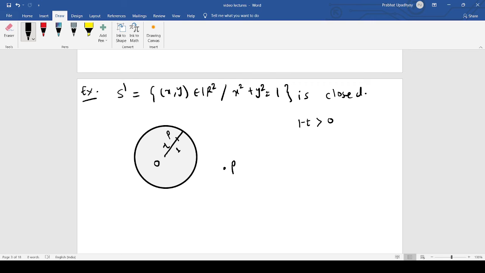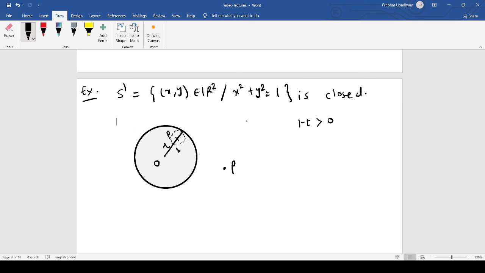See, we want to prove our unit circle is a closed set. That means we want to prove its complement is open. And here we have taken a point P in the complement of S1. And since we want to prove its complement is open, we would like to find a radius r such that if I draw an open ball of radius r around P, it should totally lie inside the complement of my unit circle S1.